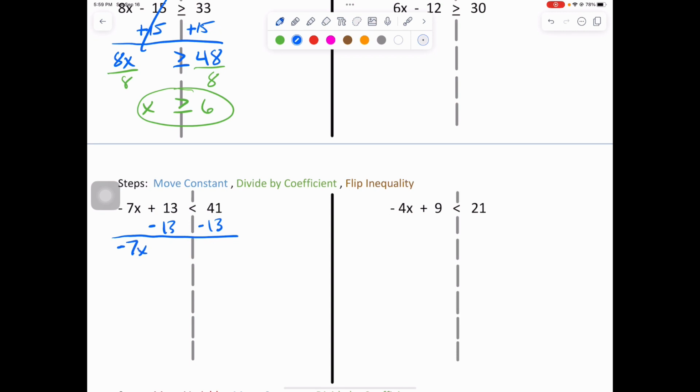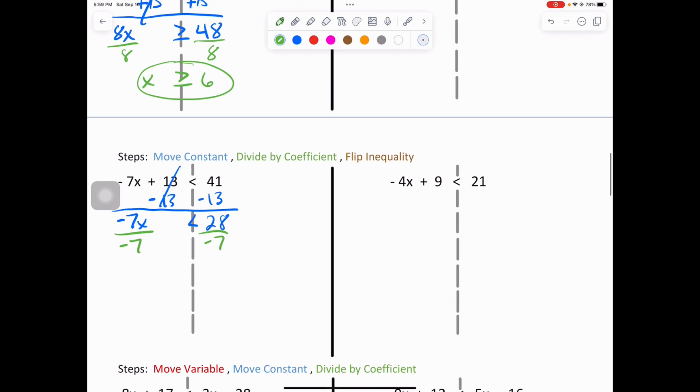Bring down your negative 7x, 13 minus 13. Get rid of it, bring down your inequality. 41 minus 13 is 28. We will divide by the coefficient of x, which in this case is negative 7. What we do to one side, again, we do to the other. Negative 7 divided by negative 7 just gives you your x. Some people do this. Feel free if that assists you in guiding you. Bring down your inequality. 28 divided by negative 7 is negative 4.